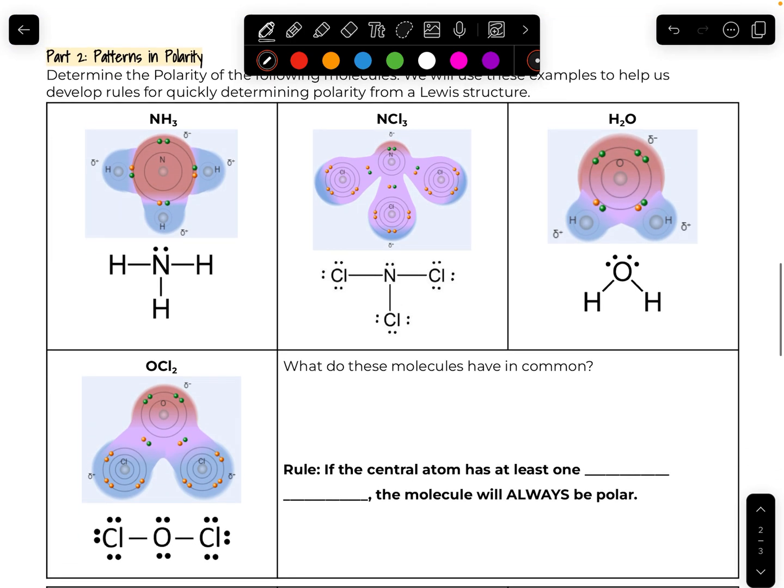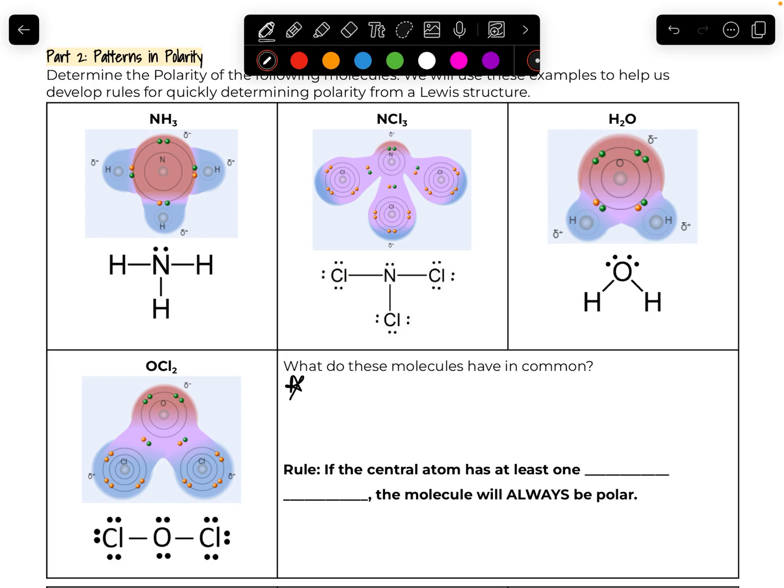In this top box here, you've got 4 molecules to look at. What I want you to do is just pause the video really quick and see if you can figure out what these molecules have in common. Then you can write them in this space right here. After you've taken about a minute and a half to write some things down, come on back and let's talk about it.